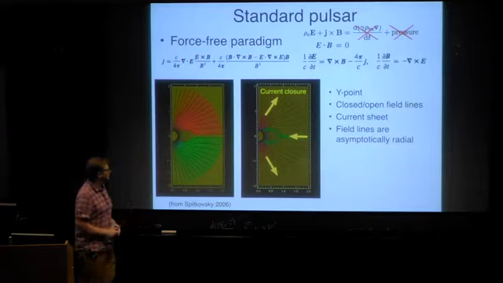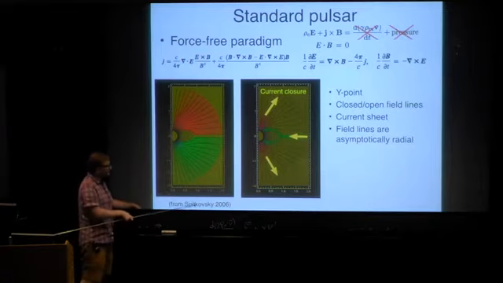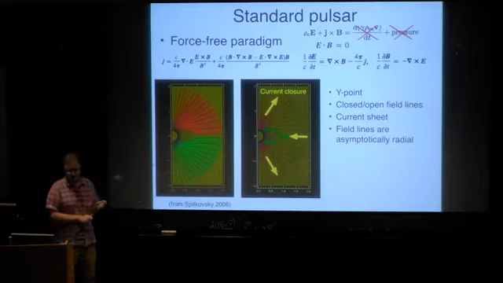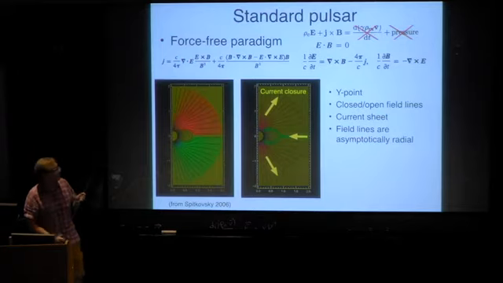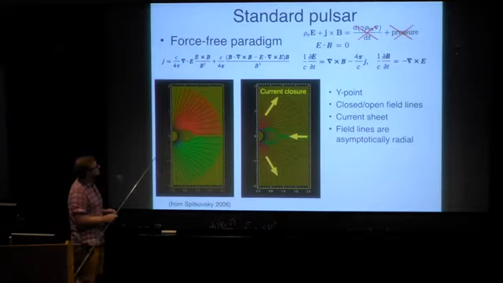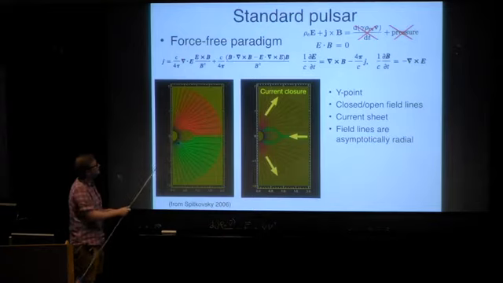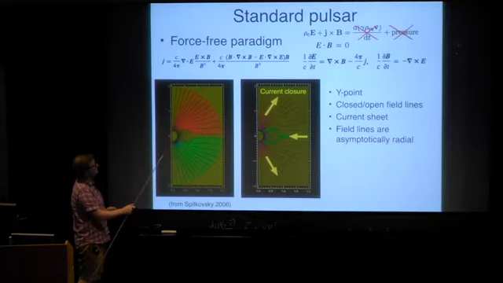So this is basically what Anatoly Spitkovsky did in 2006. And what he found is that there are closed field lines, as Goldreich and Julian taught us. There are open field lines. There is a toroidal magnetic field on these field lines, so this is the color. The current flows exactly along those field lines. It creates a toroidal field.